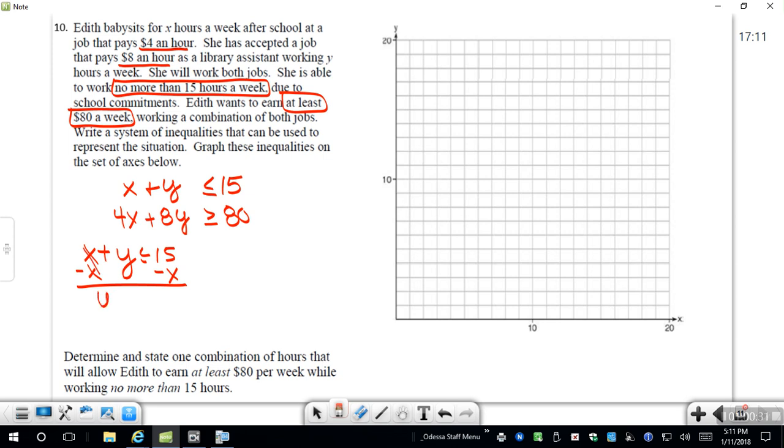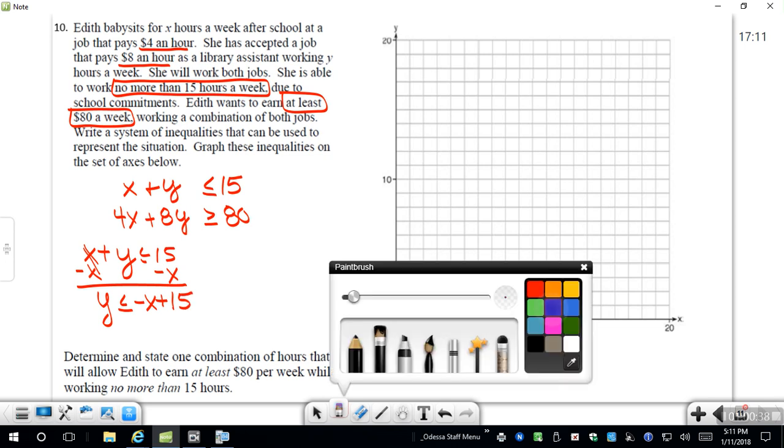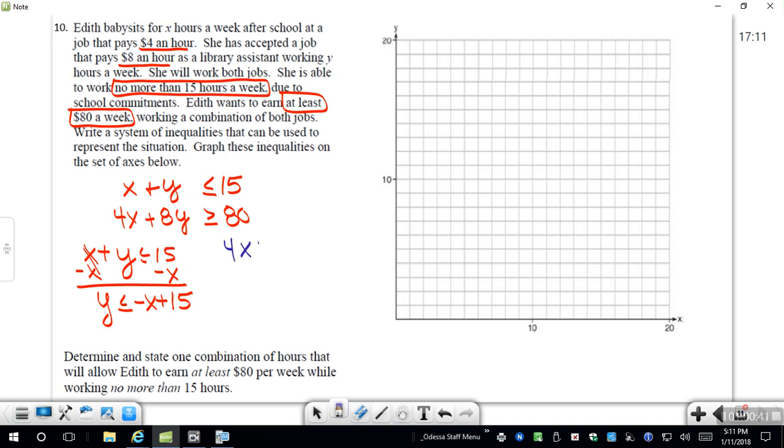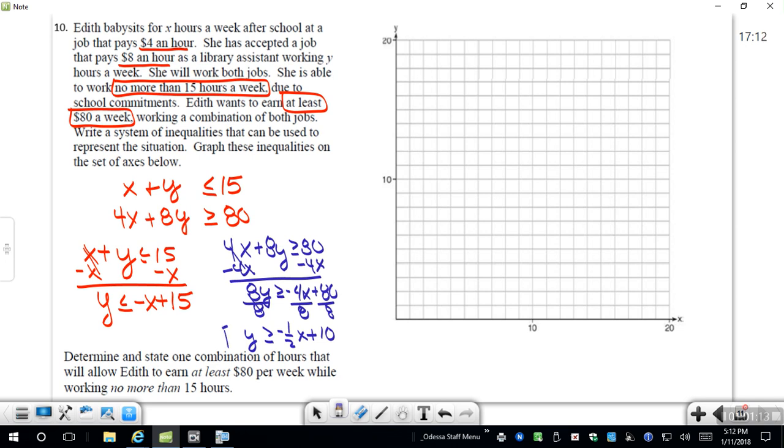y. So for my first one, I'm going to get y is less than or equal to negative x plus 15. I'm going to take my second inequality. Let's go ahead and subtract that 4x over. 8y is greater than or equal to, remember guys, we're going to flip those terms, negative 4x plus 80 divided by 8. We're going to get y is greater than or equal to negative 1/2 x plus 10. And let's call this one b and this one a. Remember guys, we do that just to simplify our labeling.